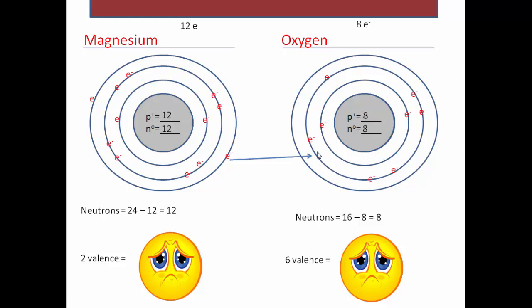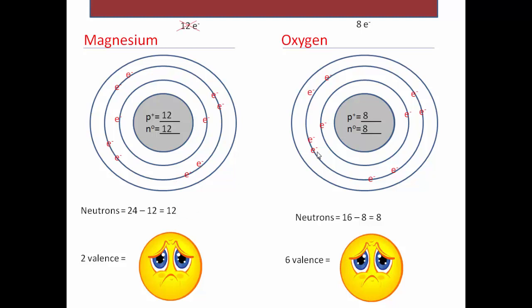We can move this electron over. And we can move this electron over. Ooh, look at him move. Look at him move. And now, what has happened? It seems that both of these elements are now happy.